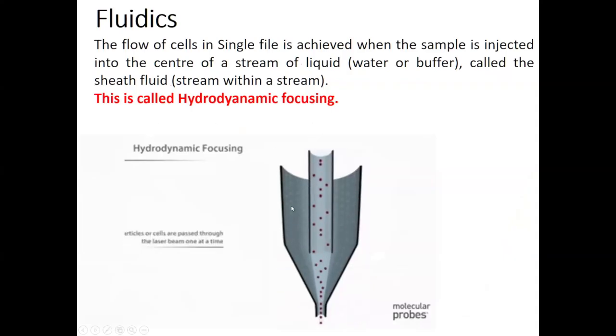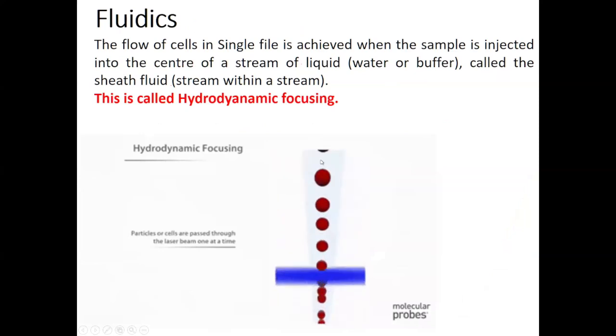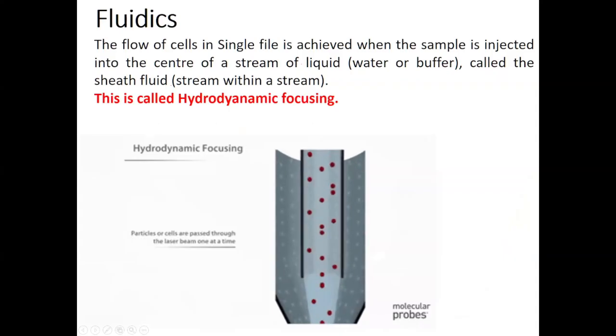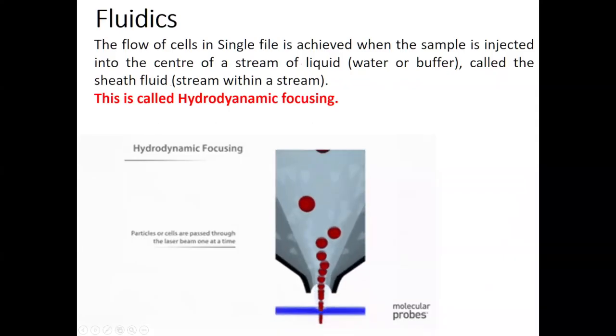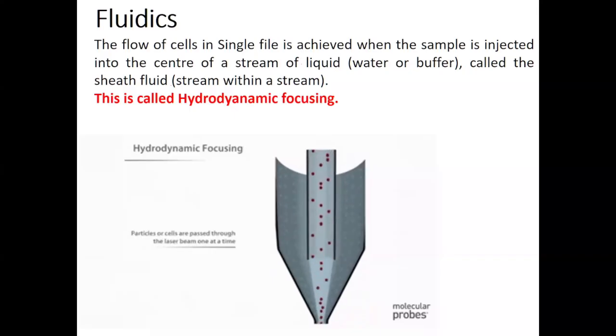See, there is a faster moving sheath, and this is the sample core. And you can see here the cell and the fluid sheath are in contact with each other. Because of this funneling, the cells pass in a single file pattern, which is called hydrodynamic focusing. Now, what is this sheath fluid?